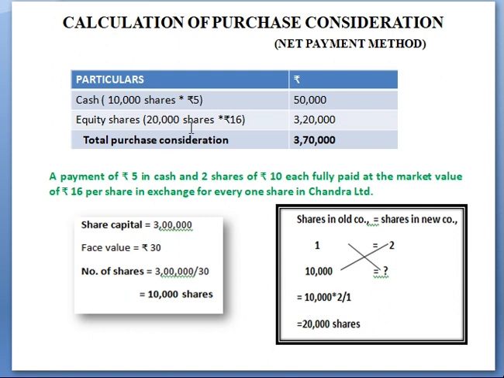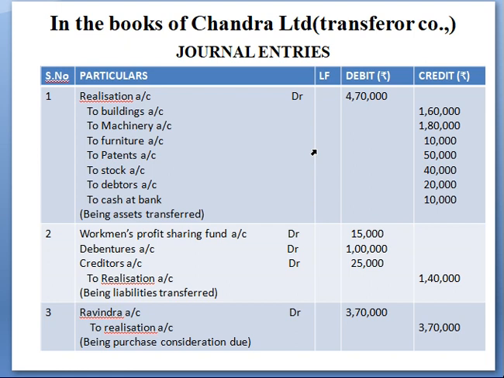I said already, always these values are to be calculated only at the market price. So 20,000 into 16 rupees, you will get 3,20,000. Add these two, your answer will be 3,70,000. This is the purchase consideration. Now, pass the journal entries in the books of Chandra Limited, that is the transferor company.